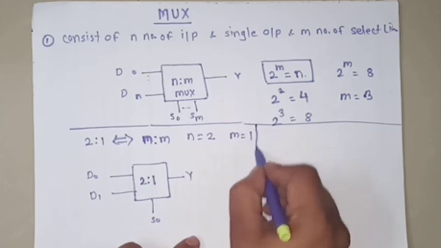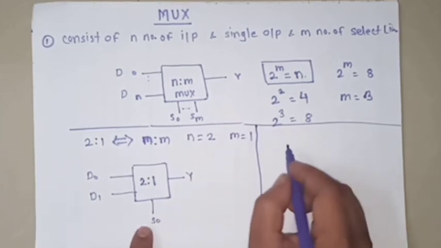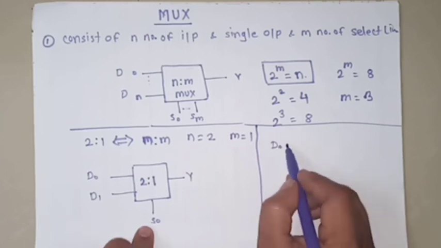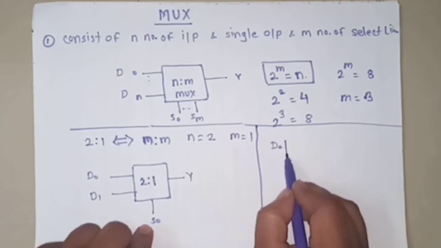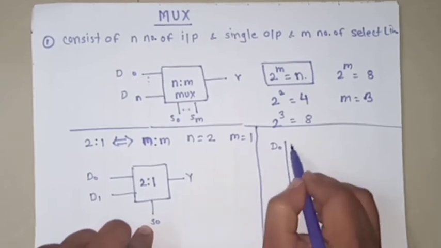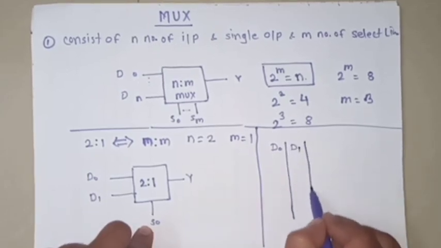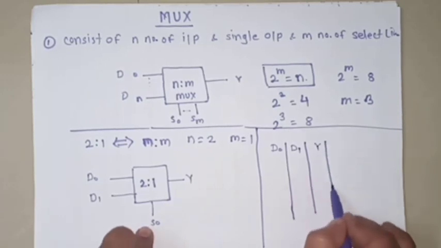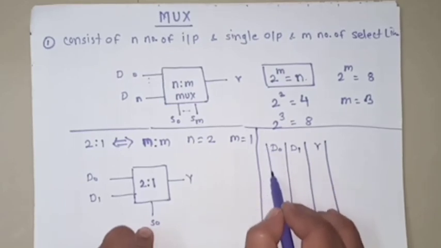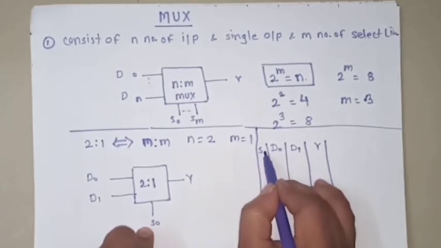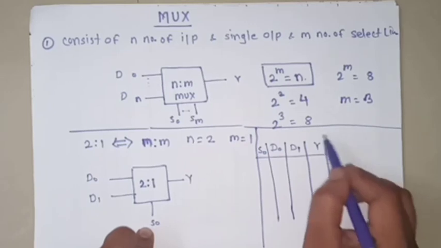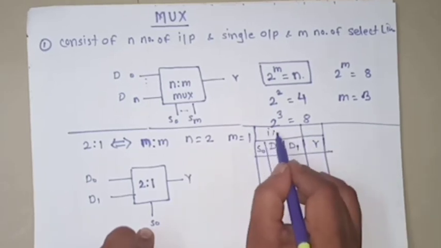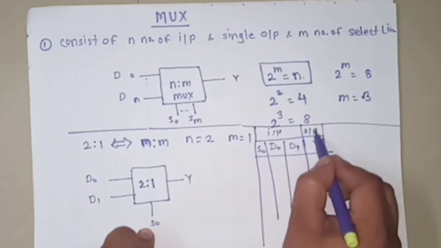Now we will draw the truth table for this 2:1 mux. For the truth table, the inputs are D0 and D1, and the output is Y. The select line is also an input, so here we will write S0 also. These are the inputs, and this is the output.